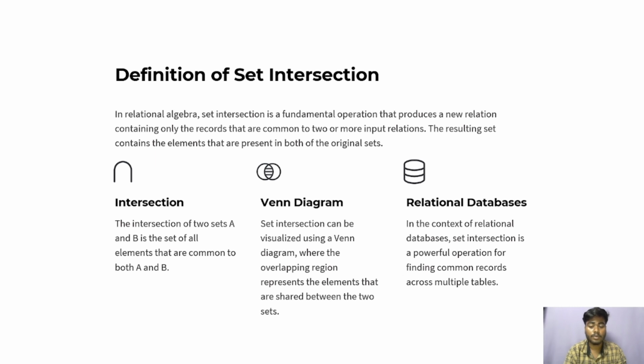The intersection of two sets A and B is the set of all elements that are common to both A and B. Set intersection can be visualized using a Venn diagram where the overlapping region represents the elements that are shared between two sets. In the context of relational databases, set intersection is a powerful operation for finding common records across multiple tables.